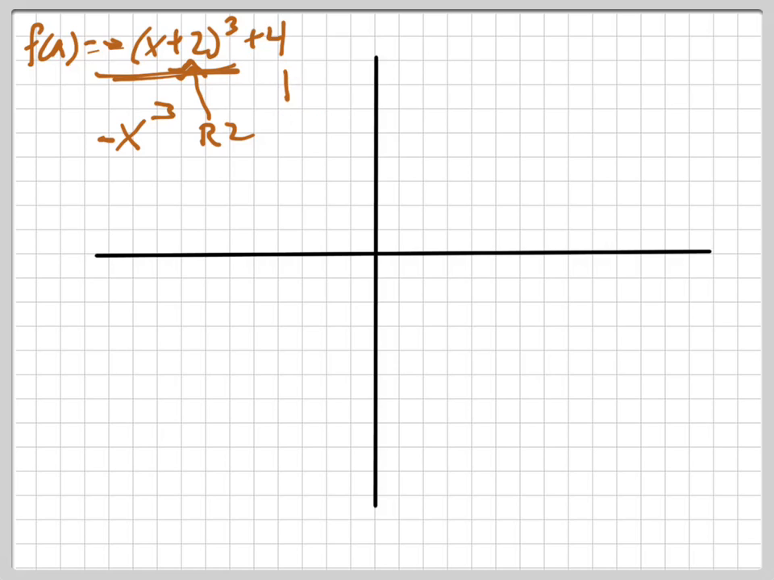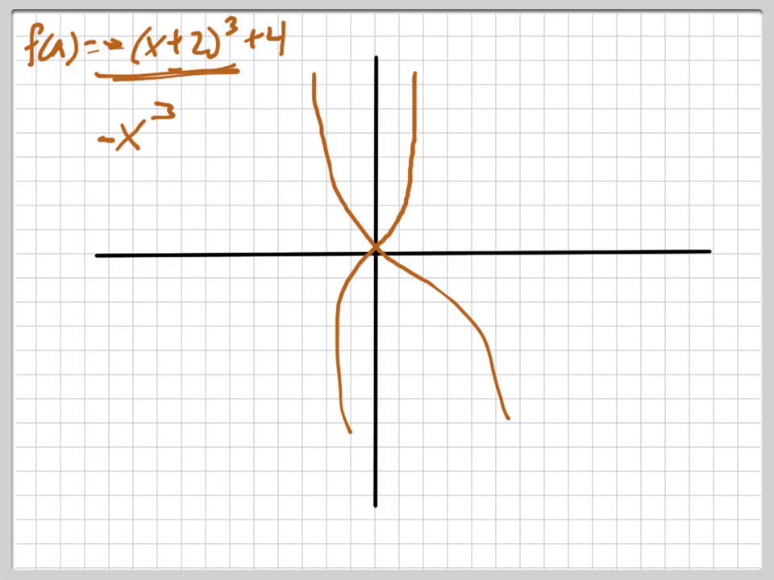So your base graph, let me erase that stuff. If your base graph is negative x cubed, instead of positive x cubed would be here, negative x cubed flips over the x-axis, so it's here. Alright, so there's your base graph. And remember, with a cubic, I'm starting here. This is my handle point, I like to call it. 0, 0 is my handle.